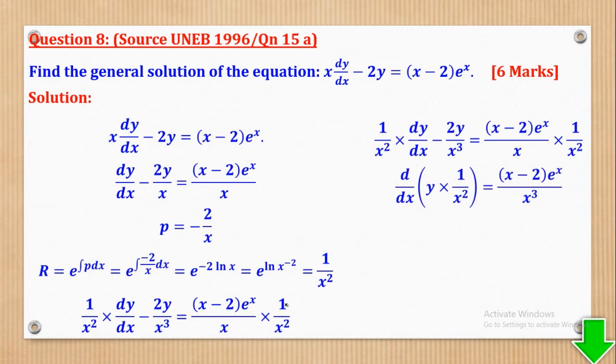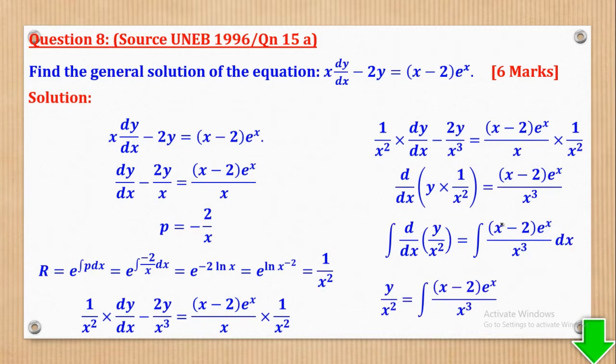Therefore, now I'll go to step 3, where I'll say that d/dx of y times the integrating factor is equal to that. Then put integrals on both sides. This one cancels, but this one is a little tricky. So what you're going to do, let's first call it equation 1 and look at how we can integrate this.